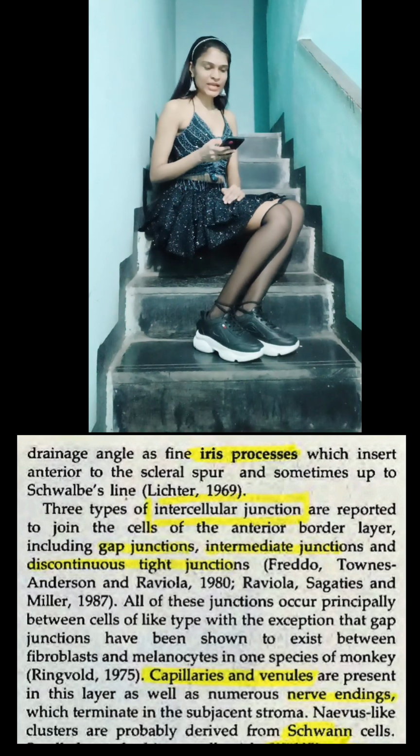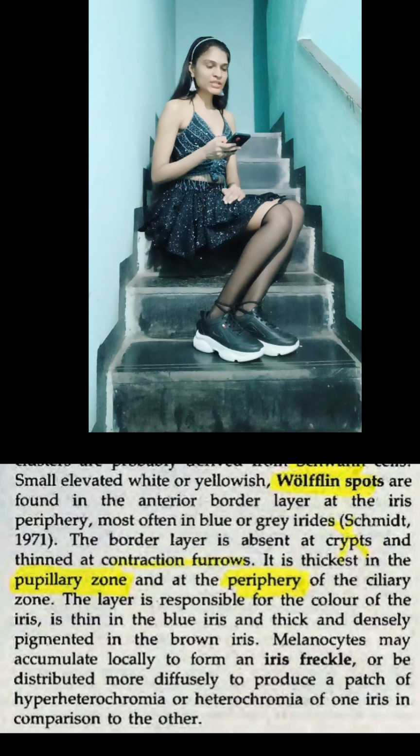Capillaries and venules are present in this layer, as well as numerous nerve endings which terminate in the subjacent stroma. Nevus-like clusters are probably derived from Schwann cells. Small elevated white or yellowish Wolfflin spots are found in the anterior border layer at the iris periphery.